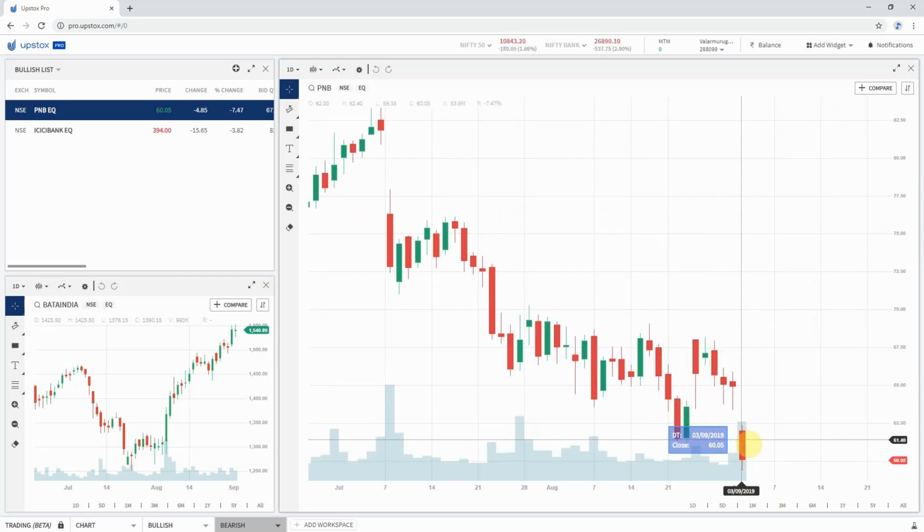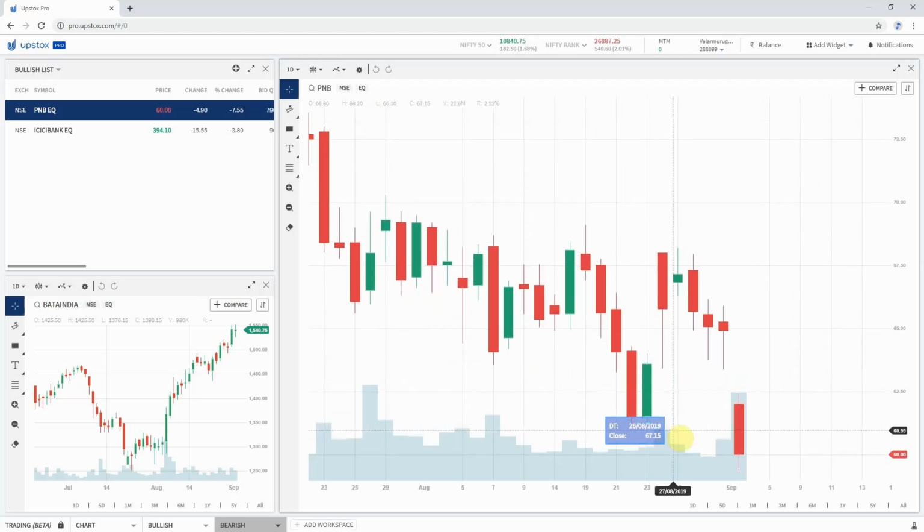It is also moving down. There's a high volume as of today. It seems to be a breakout gap. So I think PNB is one good bet, even for a positional weakness. But for intraday, if a stock goes down, I have no doubt about shorting that particular stock.